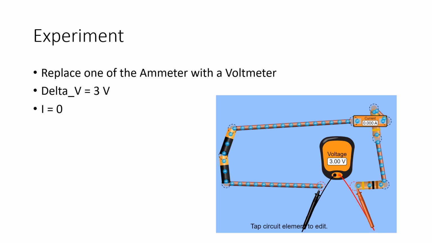Okay, so the second part of the experiment, we had to replace one of the ammeters with a voltmeter. And as you can see, the delta V became 3 and the current became 0. That is because this voltmeter acts like a switch.